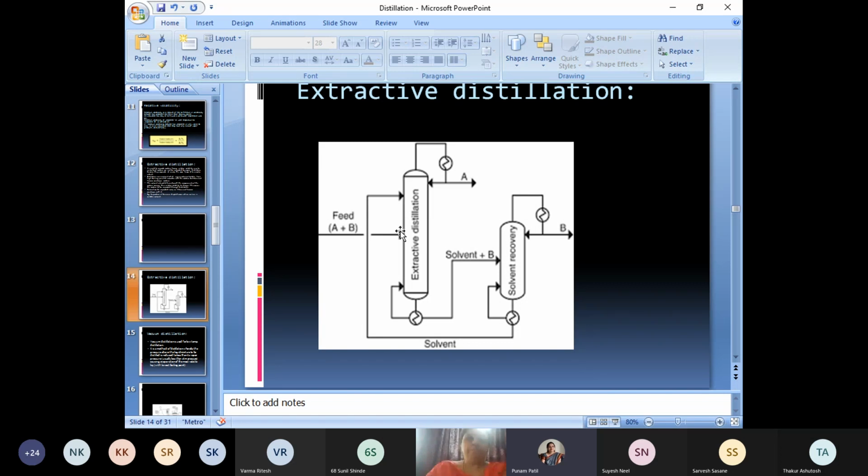This is a feed. There are two columns, you can see. This is a feed which contains A and B components, let us say. This feed with two components is added to the column. But of these two components, A boils at 70 degrees Celsius, B also boils at 69 degrees Celsius.